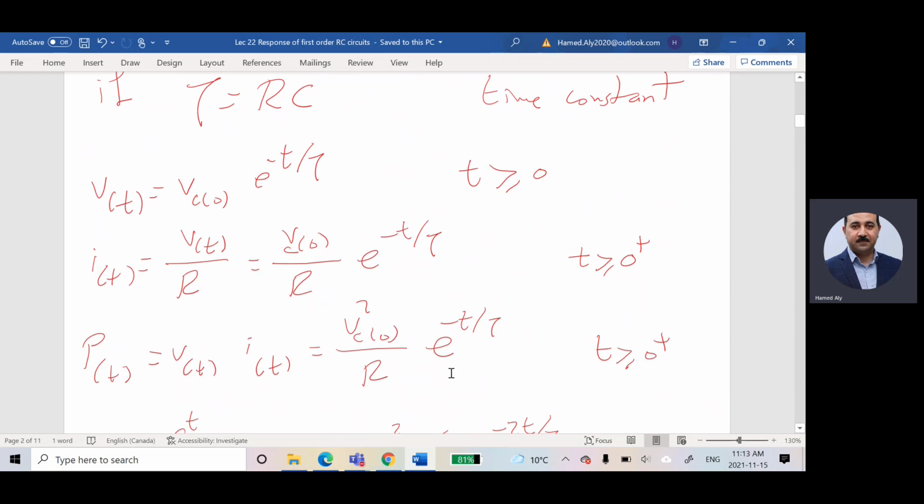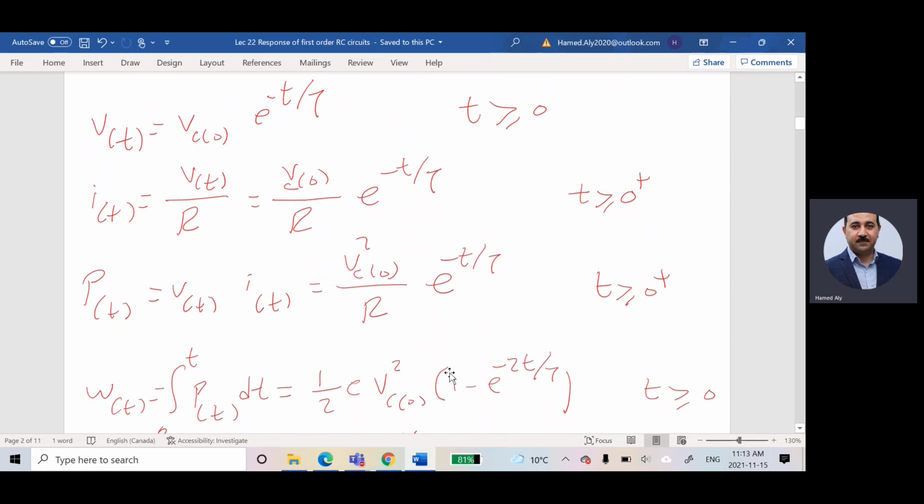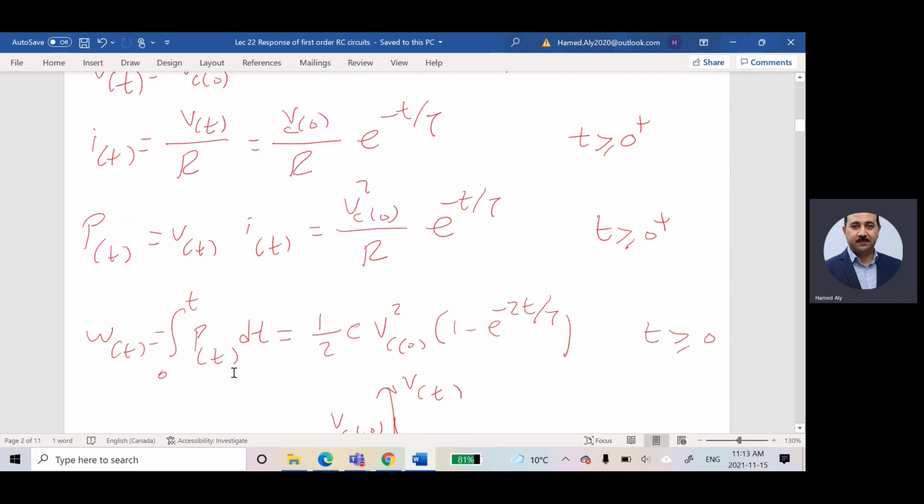Last thing, if you would like to find the energy W, it is equal to the integral of P dt from 0 up to t. So the integral of this guy will give you half C Vc of 0 squared times 1 minus e to the power negative 2t over tau for t greater than or equal to 0.